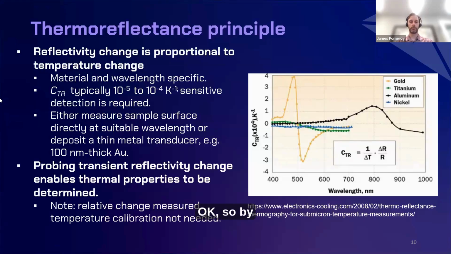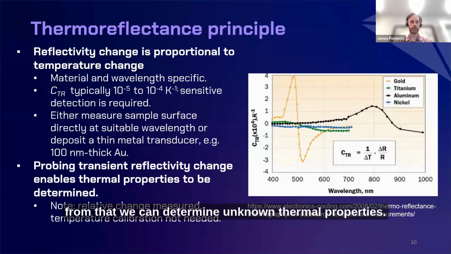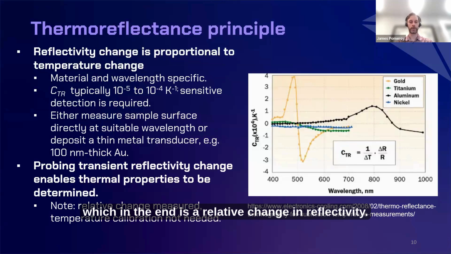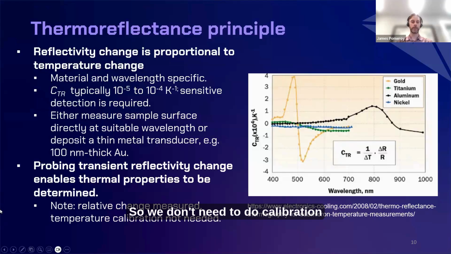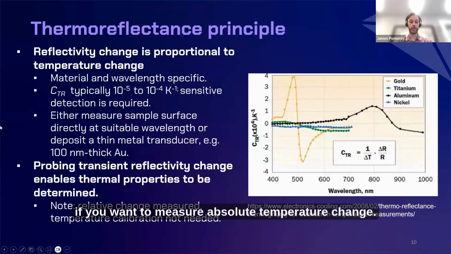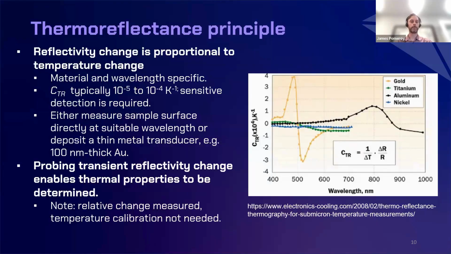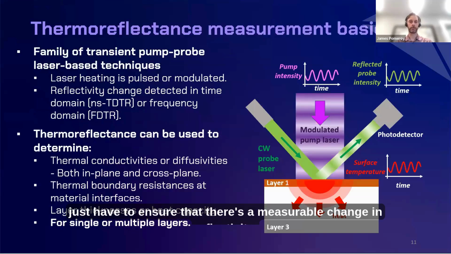Okay, so by probing the change in temperature when we heat it with another laser, from that we can determine unknown thermal properties. Again, we'll come on to exactly how that's done later. But an important thing to note here is that we're not measuring absolute temperature. We're measuring a relative change in temperature, which in the end is a relative change in reflectivity. So we don't need to do calibration per sample, which you do have to do if you want to measure absolute temperature change. It's much simpler just to measure the relative change, which is what we do. So no calibration per sample. We just have to ensure that there's a measurable change in reflectivity.